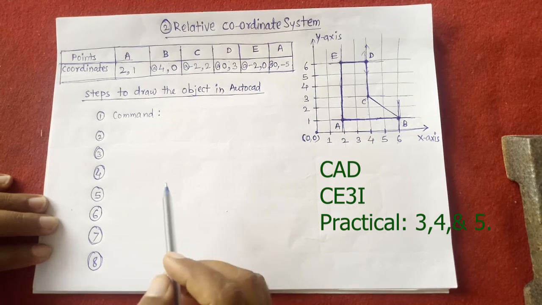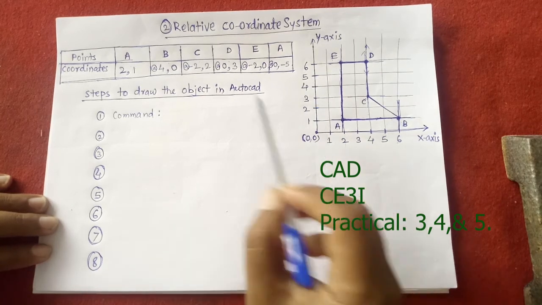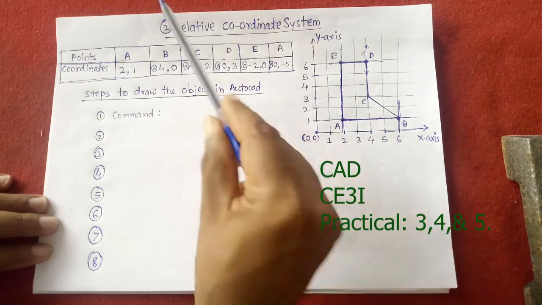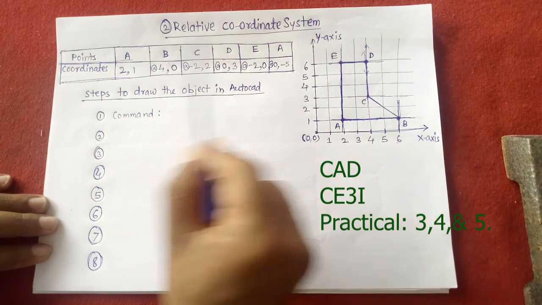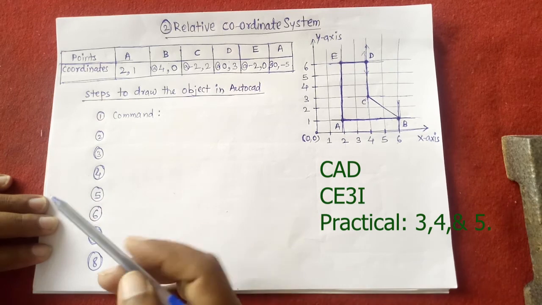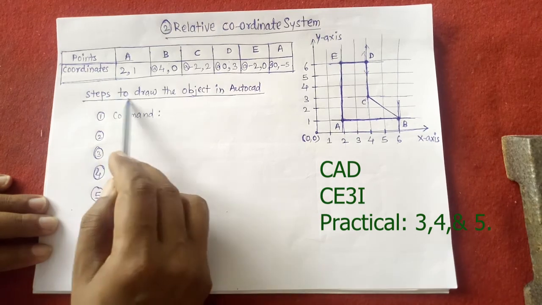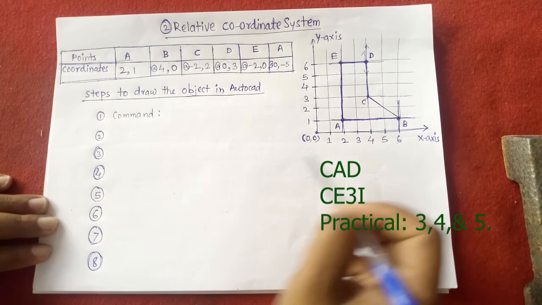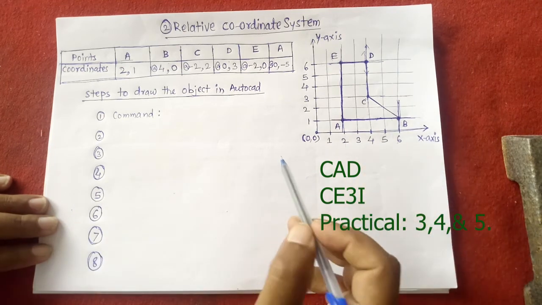In the earlier video, we have studied the calculation of coordinates of the given object with respect to the relative coordinate system, and we have calculated the coordinates. So in this video, we are going to study the steps to draw the object in the AutoCAD software. To draw this object, we are going to use the command line.